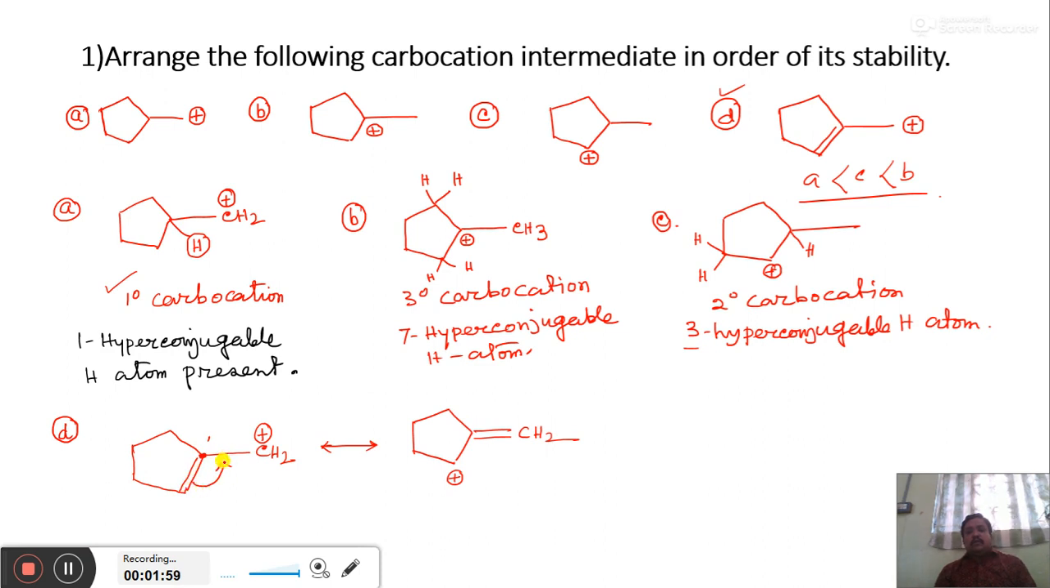This double bond is in resonance with the carbocation, and as a result resonance will take place. These are the following canonical structures of the carbocation. We know resonance is the most predominant factor in the stability of a carbocation. Since in carbocation D resonance is present, carbocation D is much more stable. So the stability order is: least stable A, then C, then B, and most stable carbocation is D.